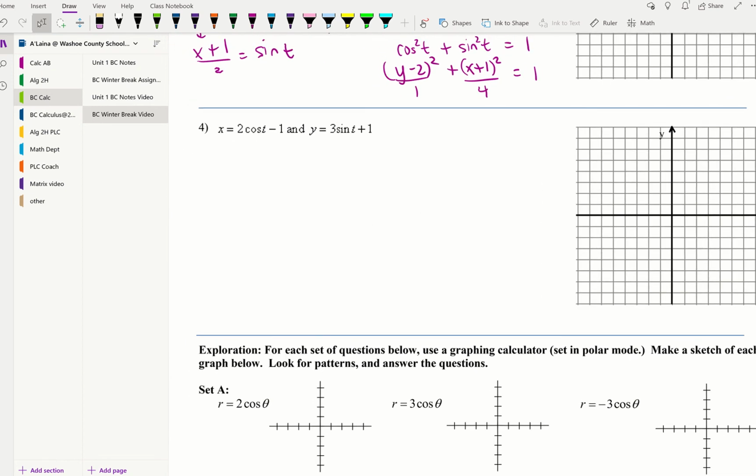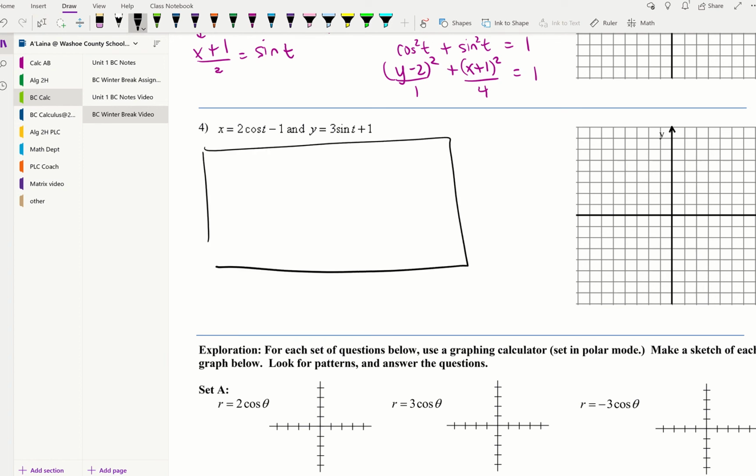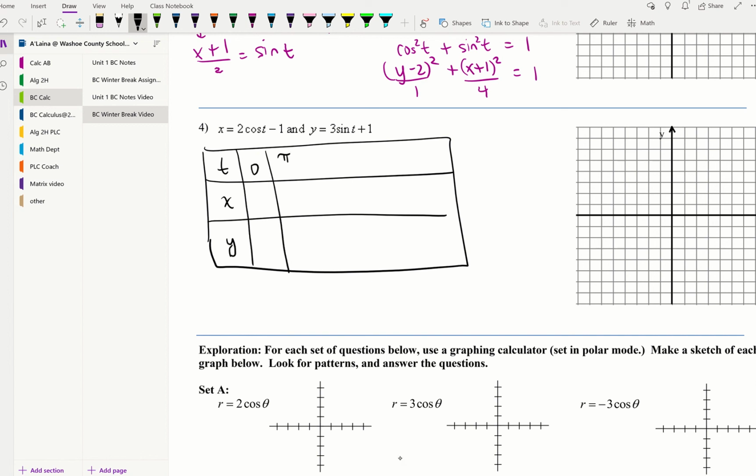All right, welcome back. I'll get this one started. So I'm going to create my 3 rows of t, x, and y, and I'm going to test my quadrantal angles at 0, pi over 2, pi, 3 pi over 2, and 2 pi. And I'll just plug in some values.